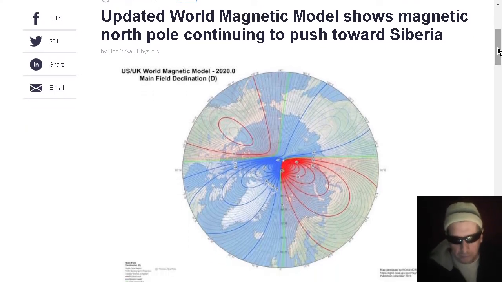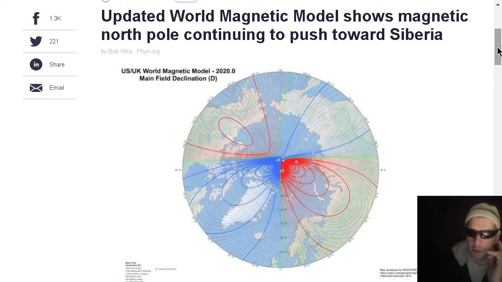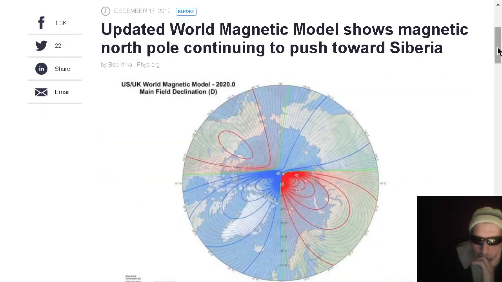Let's talk about slow things. Magnetic pole shifts. And this slow thing has been accelerating into a kind of fast thing, as the World Magnetic Model has been updated. And the North Pole appears to be continuing to push towards Siberia. We've left links to the article at phys.org, as you'll see this all over the science publications and on YouTube.